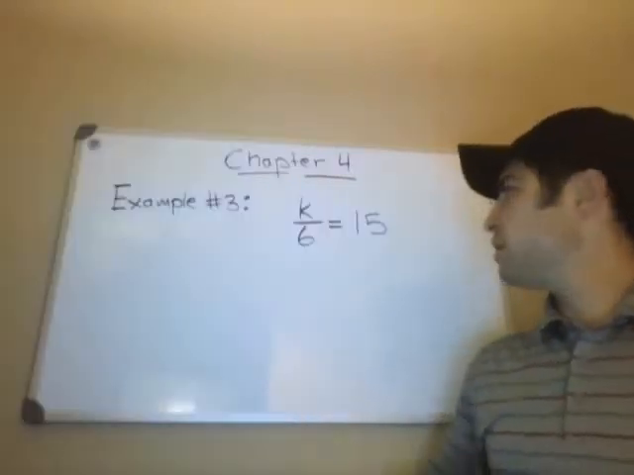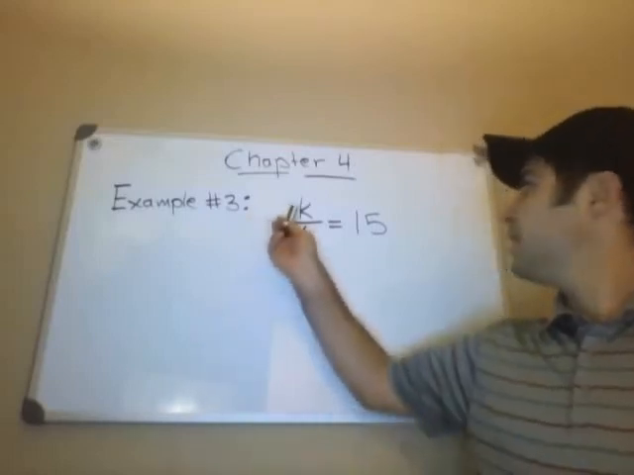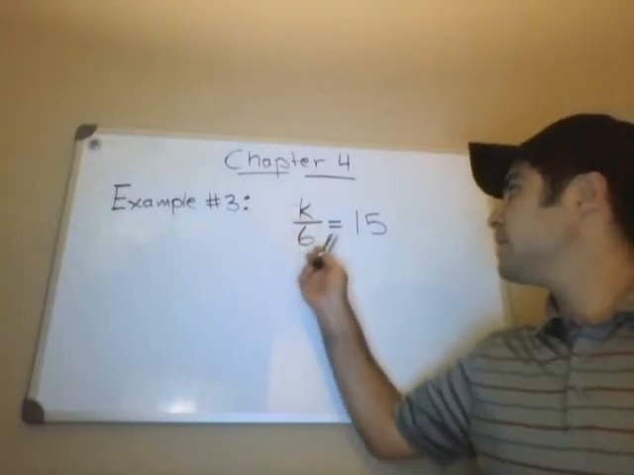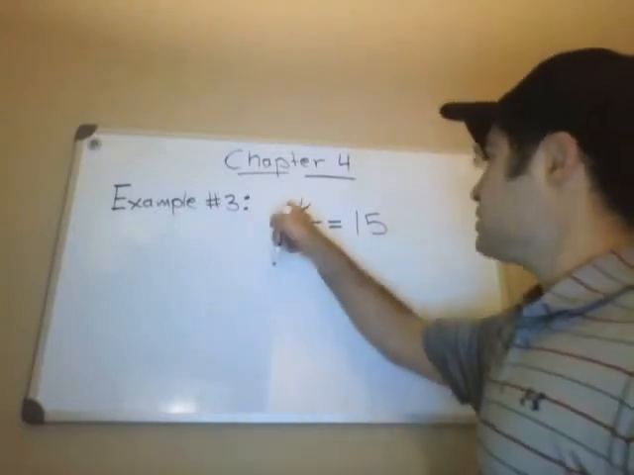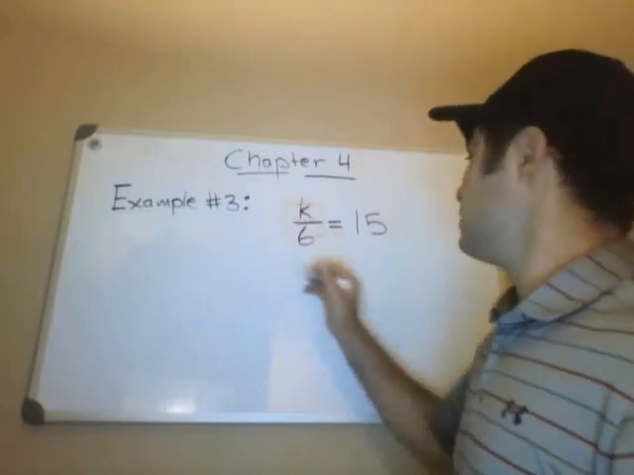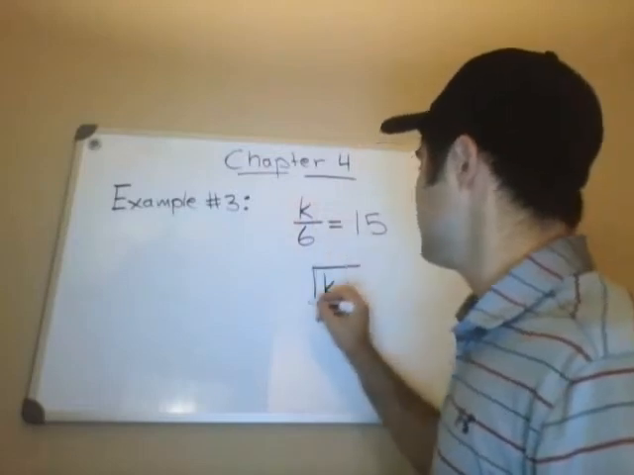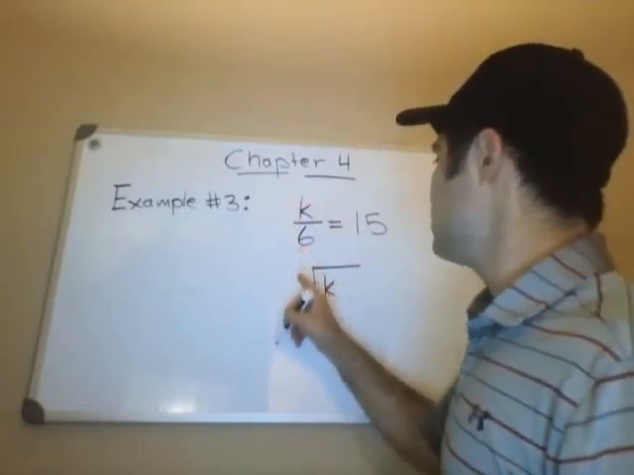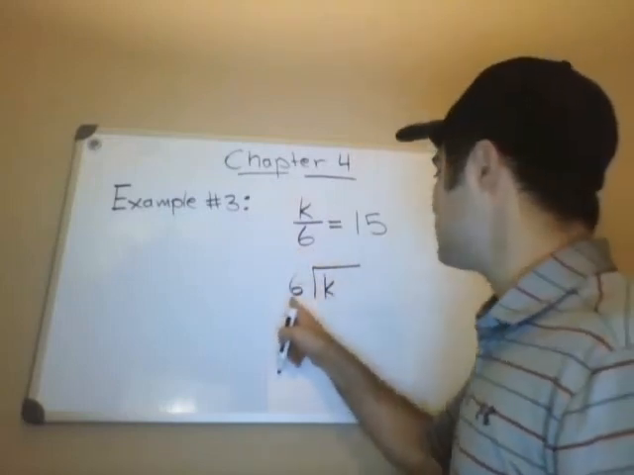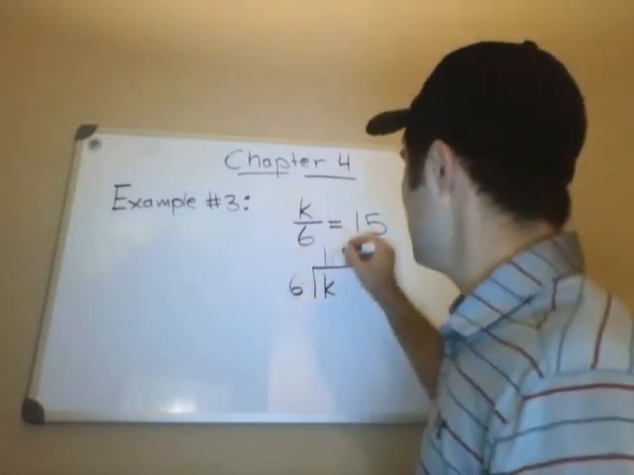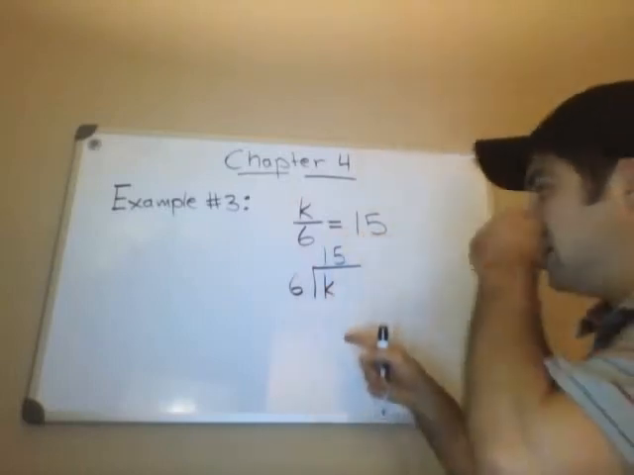Alright, here's a division problem. Looks like a fraction. So we have an unknown number divided by 6, and that equals 15. So let's rewrite this in a different way. So this is top divided by bottom, or in and out. So in, k goes inside the fraction right here, and 6 goes outside the fraction. Dividend is inside, divisor is outside. And then 15 goes there, because that's our answer.